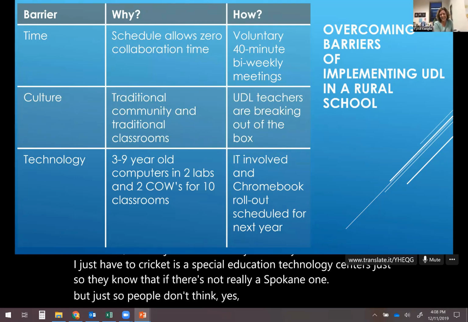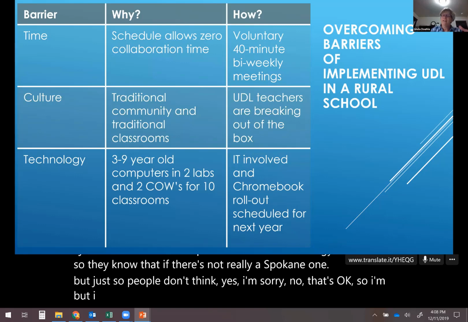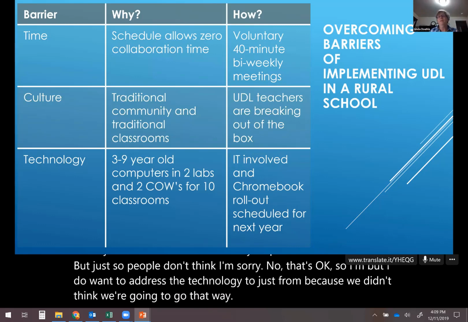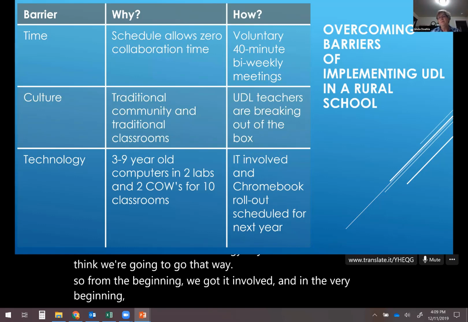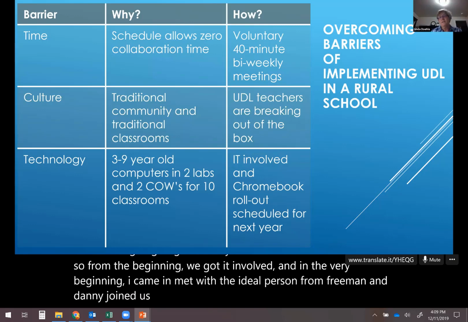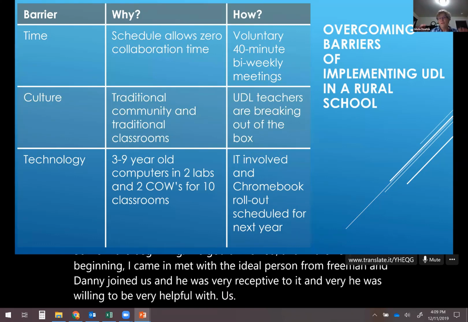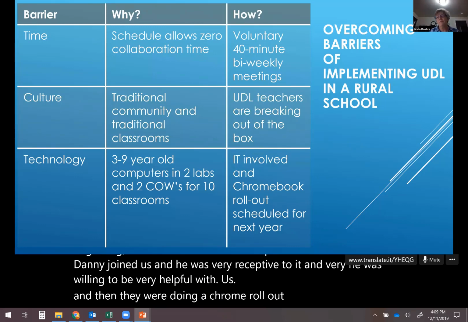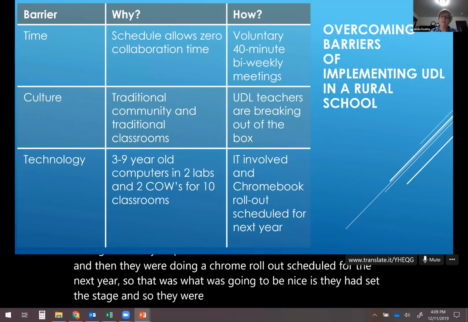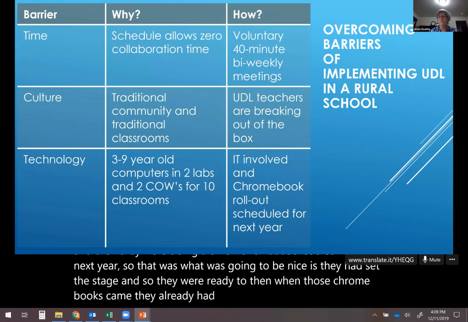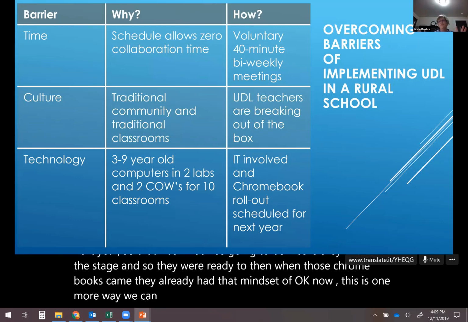No, that's okay. But I do want to address the technology too, because we did think we were going to go that way. From the beginning, we got IT involved. In the very beginning, I met with the IT person from Freeman, and Danny joined us. He was very receptive and willing to be very helpful. They were doing a Chrome rollout scheduled for the next year, so they had set the stage. When those Chromebooks came, they already had the mindset of, okay, now this is one more way we can let the kids choose what works best for them.